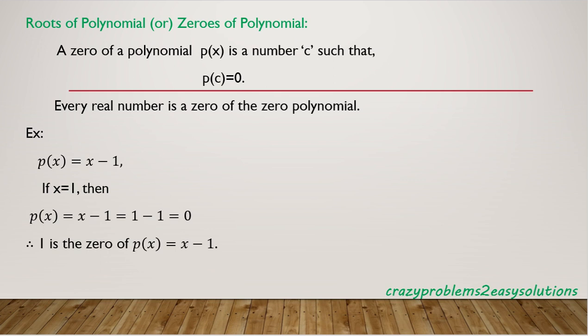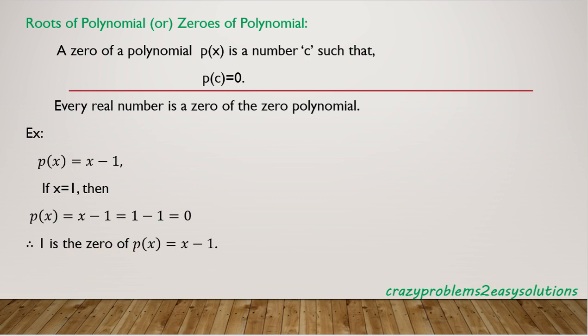Roots of a polynomial are the zeros of the polynomial. A zero of a polynomial p of x is a number c such that p of c equals 0. Here c is the root of the polynomial. Every real number is a zero of the zero polynomial. For example, consider one polynomial p of x equals x minus 1. We apply values, and the value for which we get 0 is a zero of the polynomial.